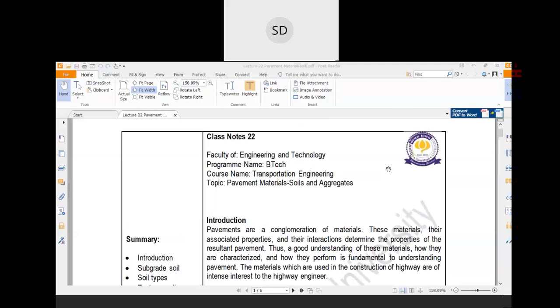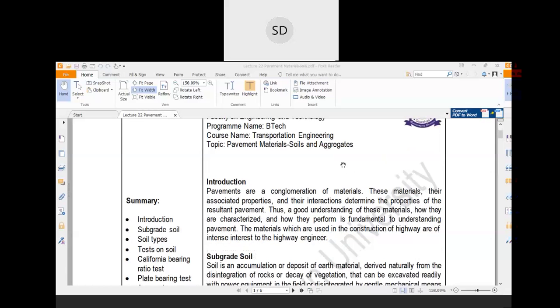So this is a new chapter. Basically, this chapter comprises all the materials which are used for the construction of the road. Your first thing is pavement materials, and this chapter comprises soils and aggregates. In this chapter we will get to know about different types of aggregates, different types of soils, and the different tests associated with the soils and aggregates.